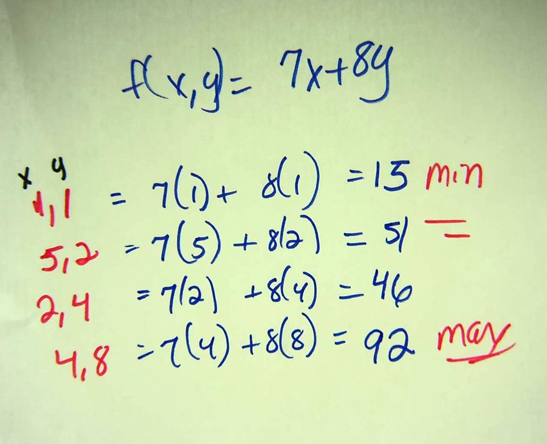So looking at all four of these numbers after the substitution, we see that 15 was the smallest one, and 92 was the largest. Did you get your maximum and minimum?